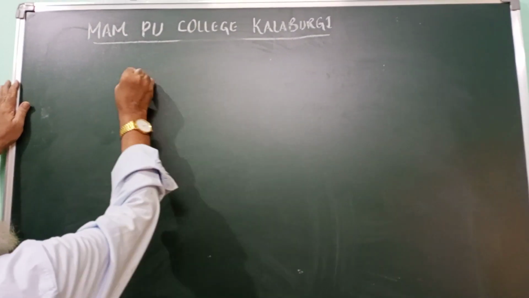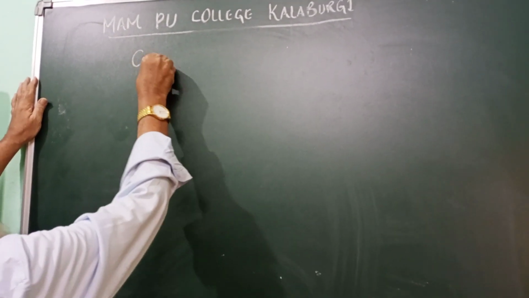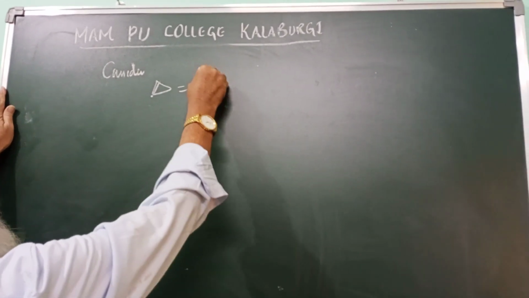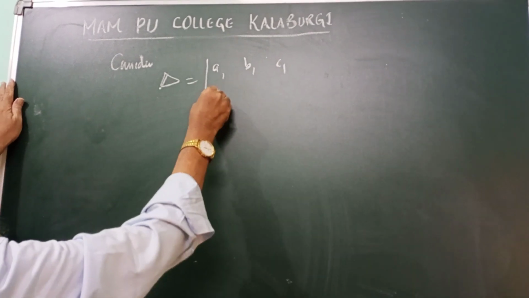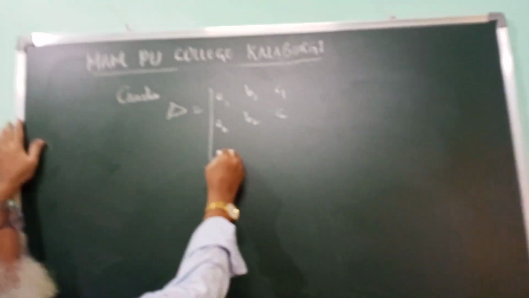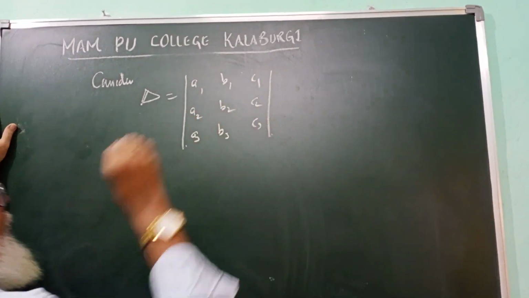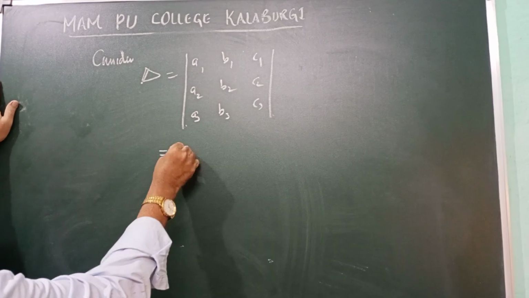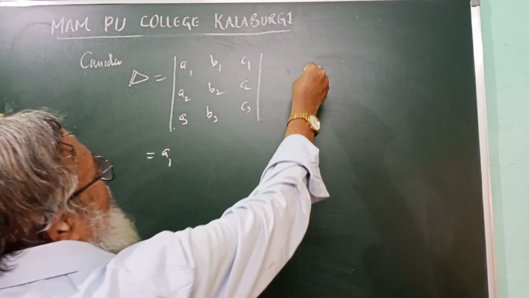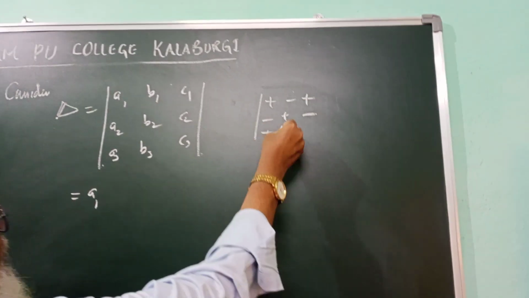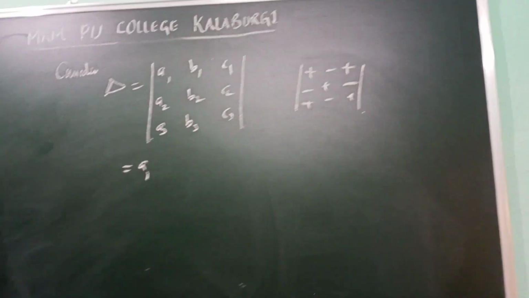Let us take a determinant. Consider A1 B1 C1, A2 B2 C2, A3 B3 C3. This is the determinant. Let us expand it. Now A1, we write down the appropriate sign. It is plus minus plus, we are expanding first row wise.